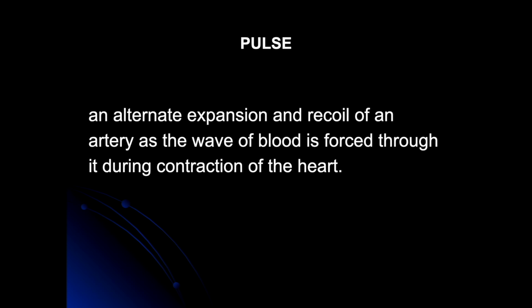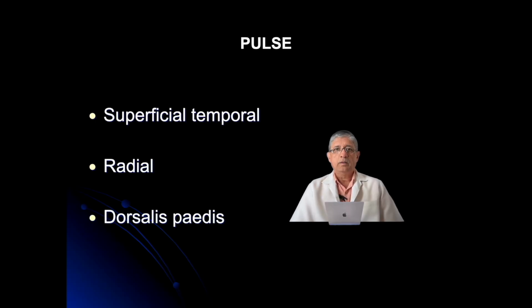What do you mean by pulse? Pulse is defined as an alternate expansion and recoil of an artery as the wave of blood is forced through it during contraction of the heart. Pulses are best palpable where arteries cross the bones close to the surface of skin. Can you recall quickly a few such areas and pulses? Okay, one in the head, one in the upper limb, one in the lower limb.